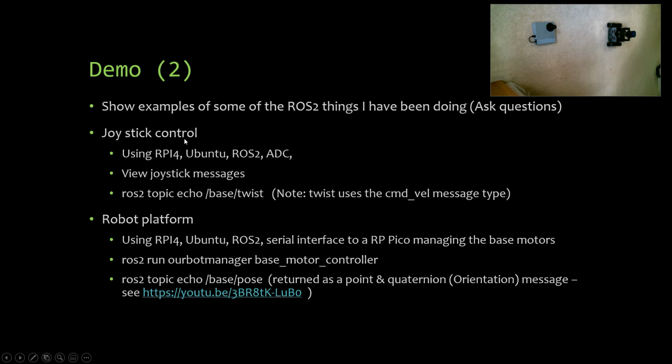First the joystick control, so we can see it here. It's got a Raspberry Pi inside it, and it's fired up a node automatically, and it's going to publish these base twist commands. So let's have a look at that if we can.